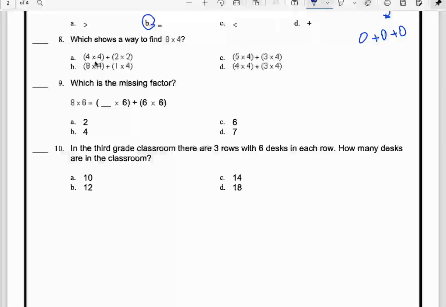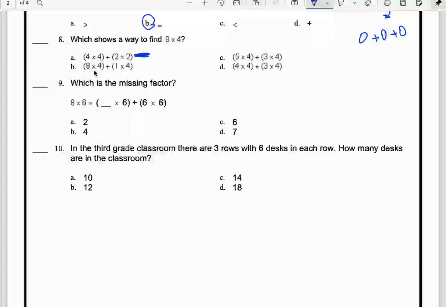The first one, 4 times 4 plus 2 times 2. For this one, my heroes, I will skip it and I will see it again later. But let's move to the next one.